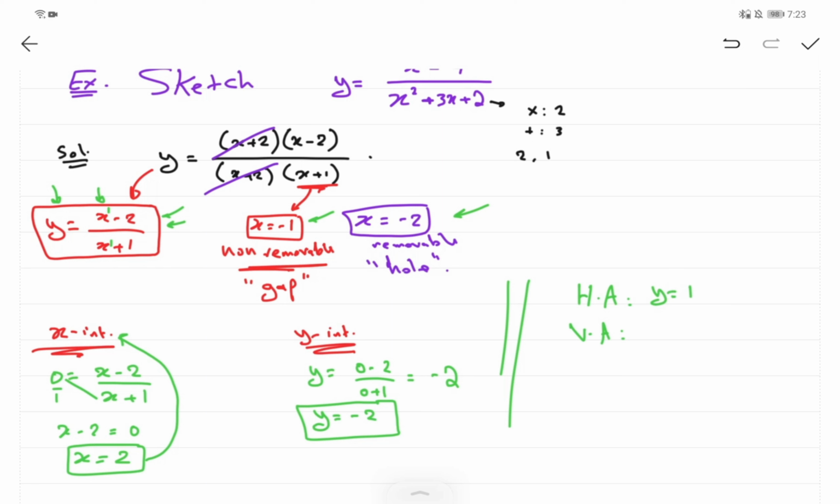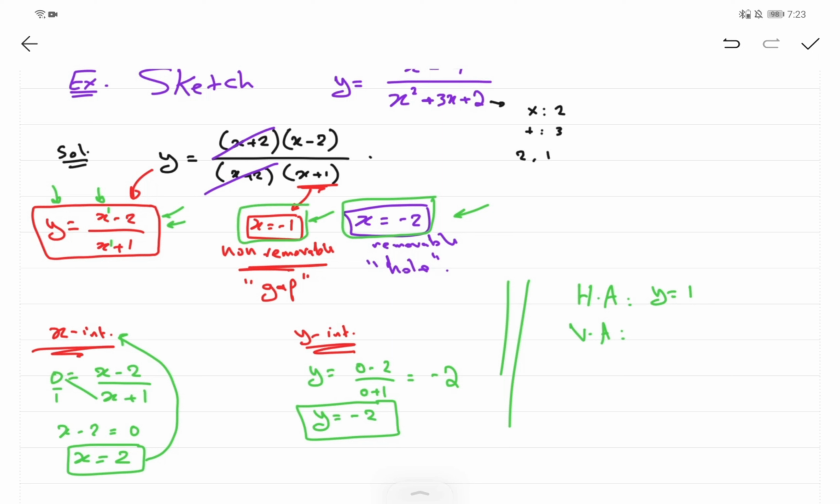And the vertical asymptote is simply the point of discontinuity. And wait, here we have 2 points of discontinuities. The first one, x equals negative 2. The second one, x equals negative 1.